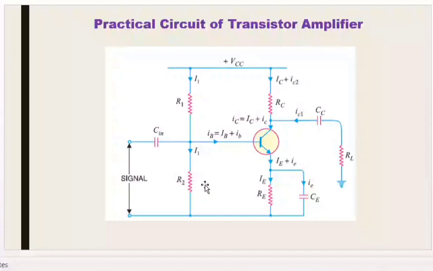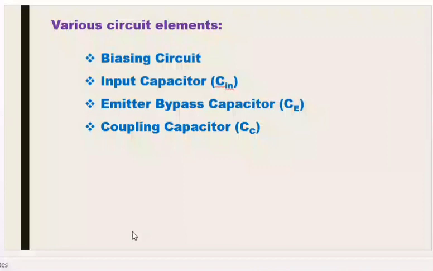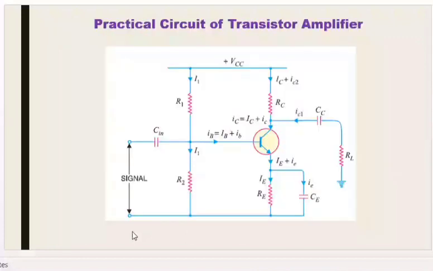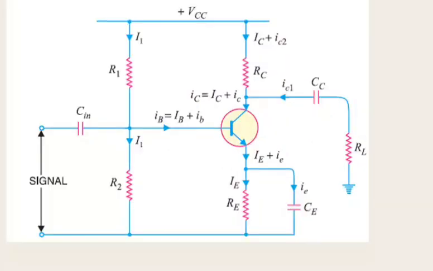Why are we using these? The basic circuit contains only R1, R2, RE and RC, but we have connected three different capacitors. What is the purpose of these capacitors in this circuit? We will discuss them one by one. Okay, various circuit elements have been used in this circuit, see this circuit diagram.